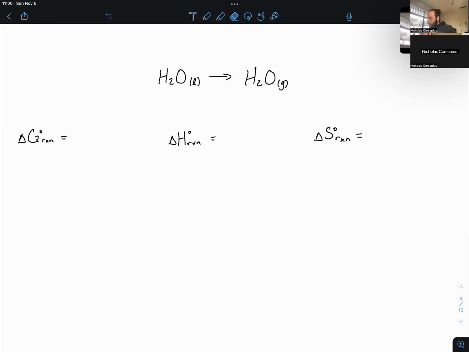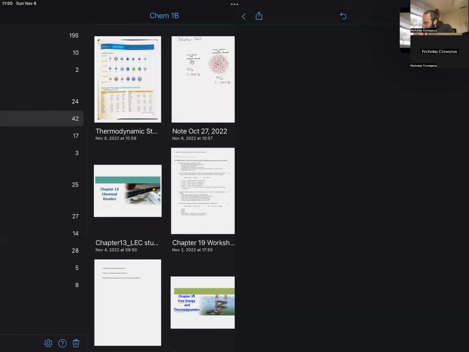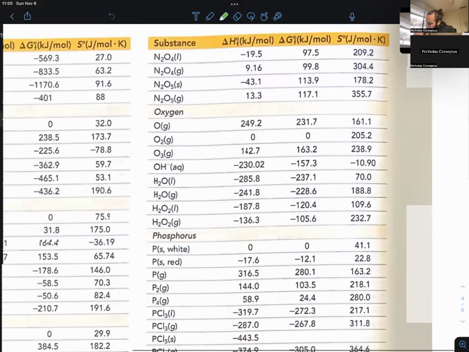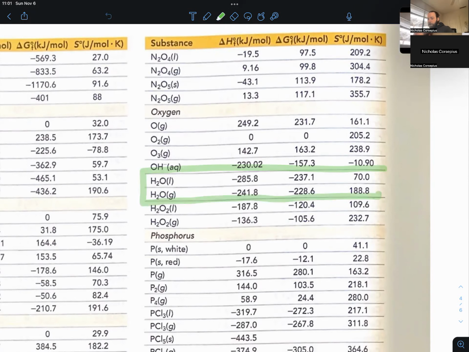So given a chemical equation, we should be able to use our constants page to figure out what the delta G, delta H, and delta S of these reactions are, right? So in this case, my reaction is really this process of liquid water being converted to gaseous water, what we call boiling or vaporization. And if I go to my constants page here, I can look up these two components, liquid water and gaseous water, and I can use this information to calculate those thermodynamic quantities, right?